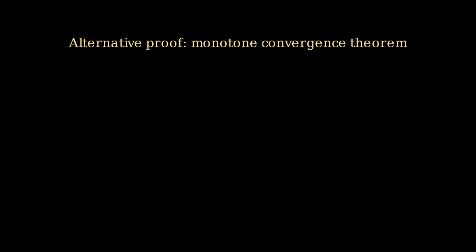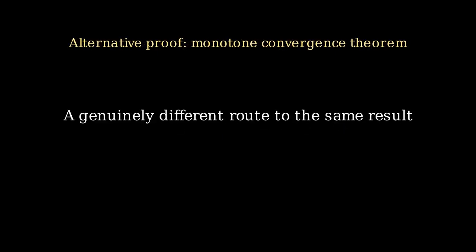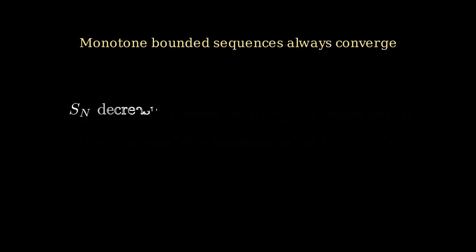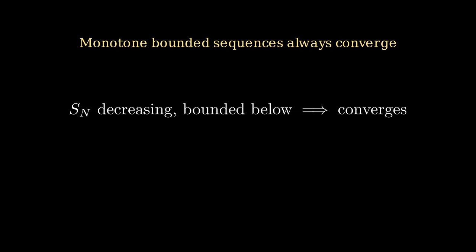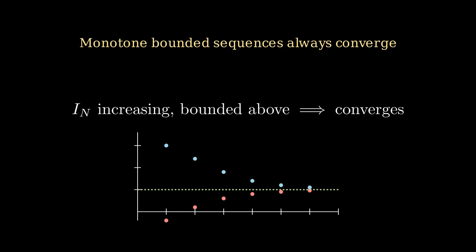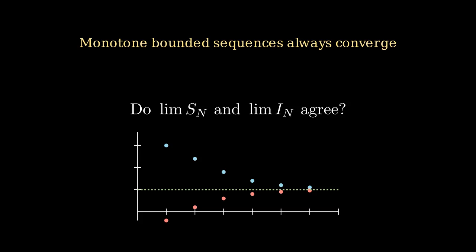Let us now look at a genuinely different proof of the same theorem, using the monotone convergence theorem directly, rather than an epsilon-based squeeze argument. The tail supremum sequence is decreasing and bounded below, so by the monotone convergence theorem it converges automatically, and likewise the tail infimum sequence is increasing and bounded above, so it also converges automatically. This route skips checking closeness conditions by hand and instead leans entirely on the general fact that bounded monotone sequences always converge, then simply asks when the two resulting limits agree.